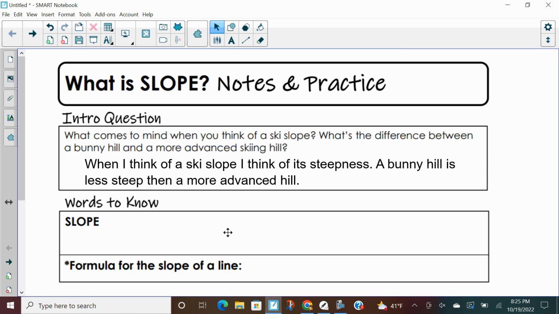So the direct definition of a slope is the steepness of a line, the change in y over the change in x, or sometimes rise over run. Or when we drew our triangles, it was the height over the base.